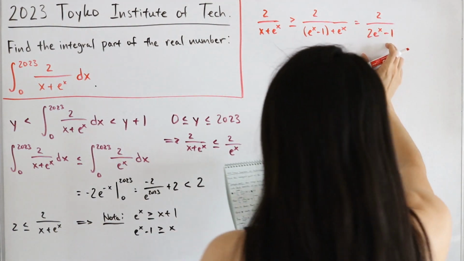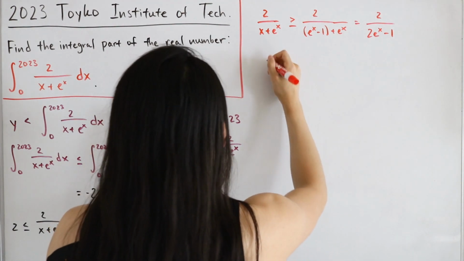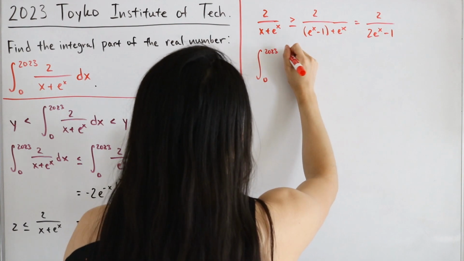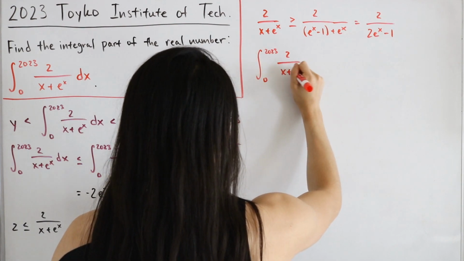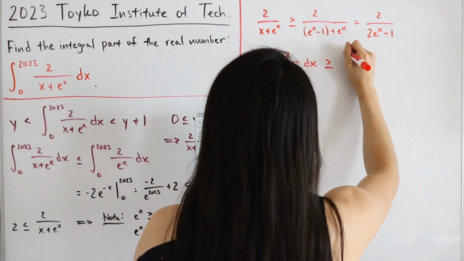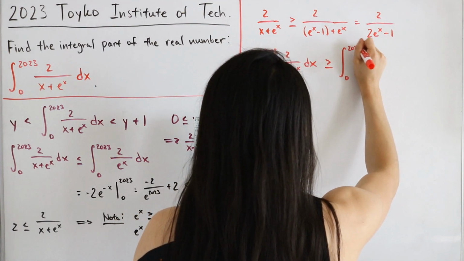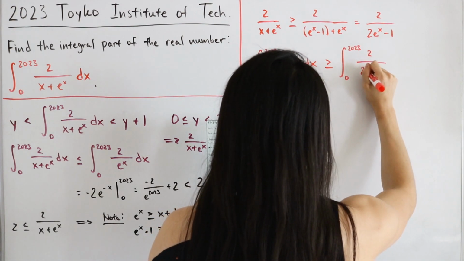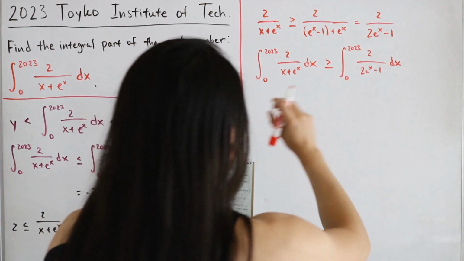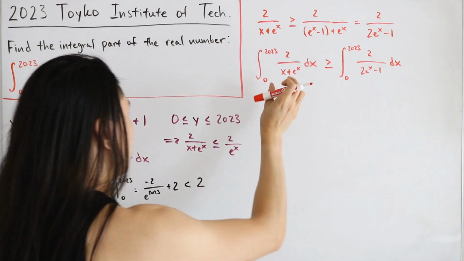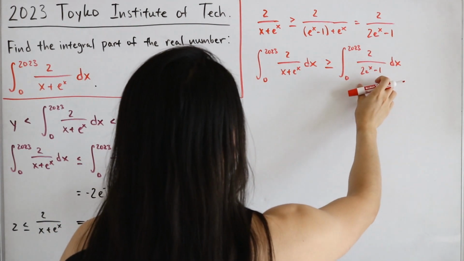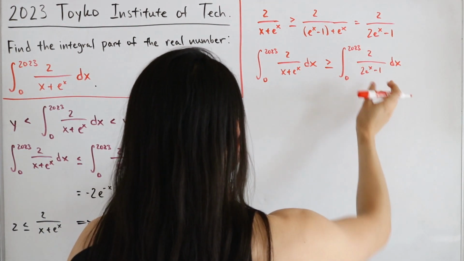So with this being the case, now let's actually integrate both sides. So now I have the integral from 0 to 2023 of 2 divided by x plus e to the power x dx is going to be greater than or equal to the integral from 0 to 2023 of 2 divided by 2e to the power x subtract 1 and then dx. So just to keep in mind, this actually is a bit of a harder antiderivative to calculate. We don't need to worry about that. We just need to calculate this definite integral over here.